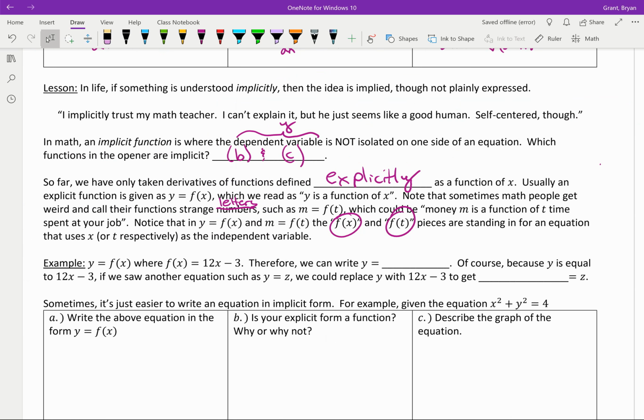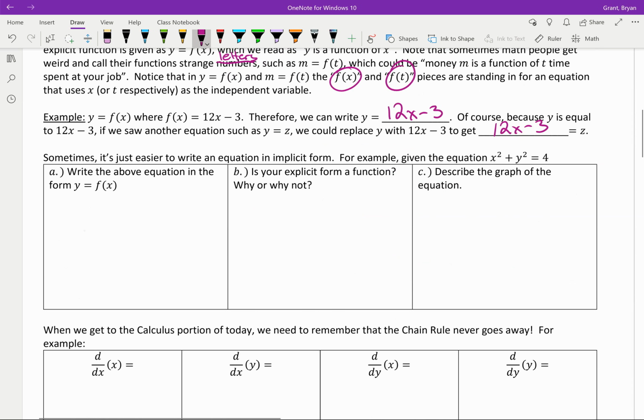Okay, so for example, let's look at y equals a function of x, where the function that's acting upon x is 12 times x minus 3. Therefore, instead of saying y equals a function of x, you can say y equals 12x minus 3. Now, since y is equal to 12x minus 3, if you saw another function, such as y equals z, then you could replace y with 12x minus 3 to get 12x minus 3 equals z, right? Just lots of substitutions here. Keep that in mind, because we're going to come back to it later on.